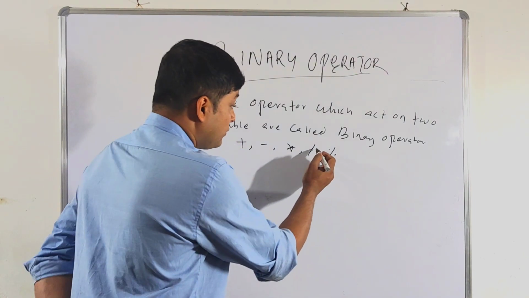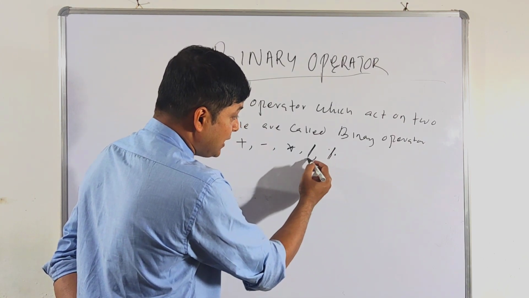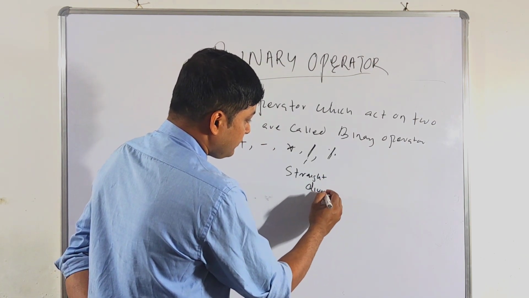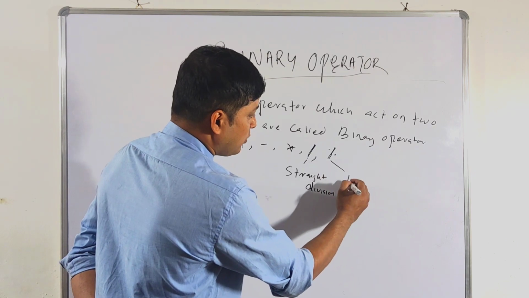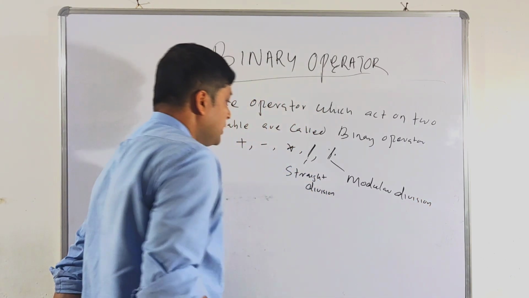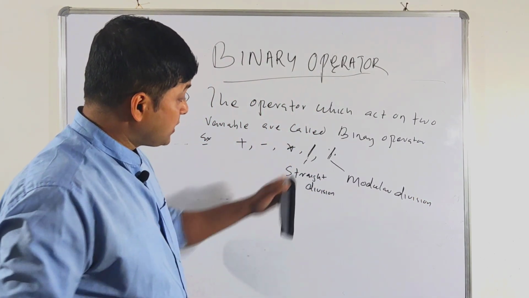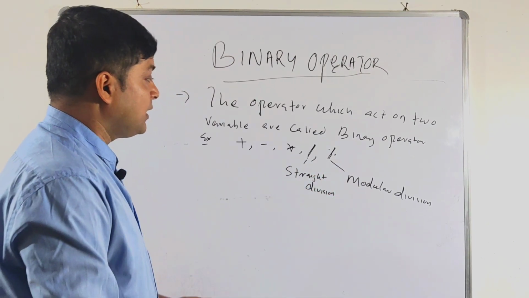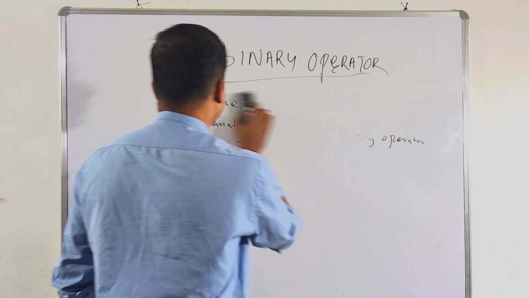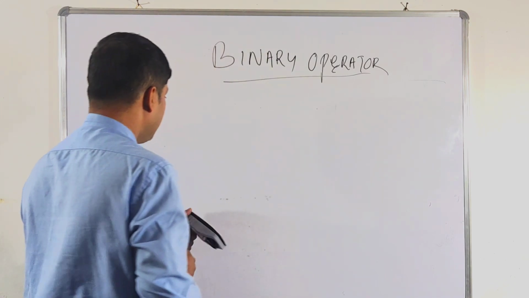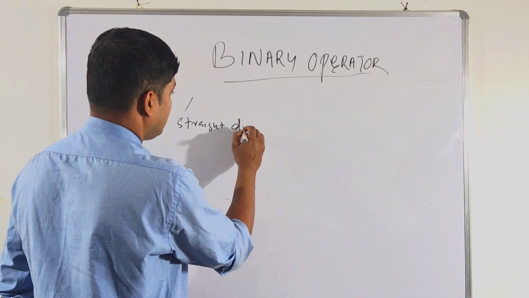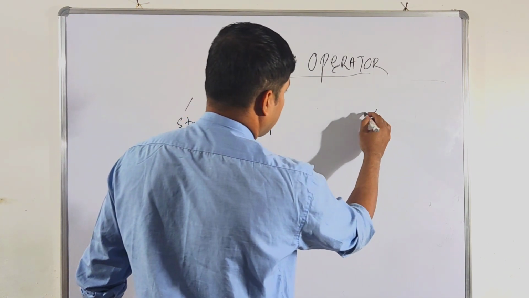Whenever you calculate a binary operator, there are two types of division. One is straight division and another is modular division. So first let's know what straight division is and what modular division is. This one is straight division. This one is modular division.